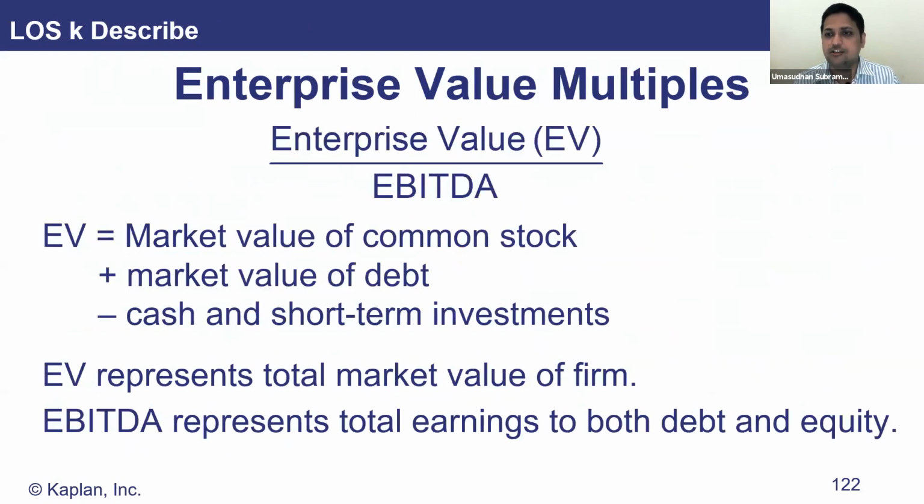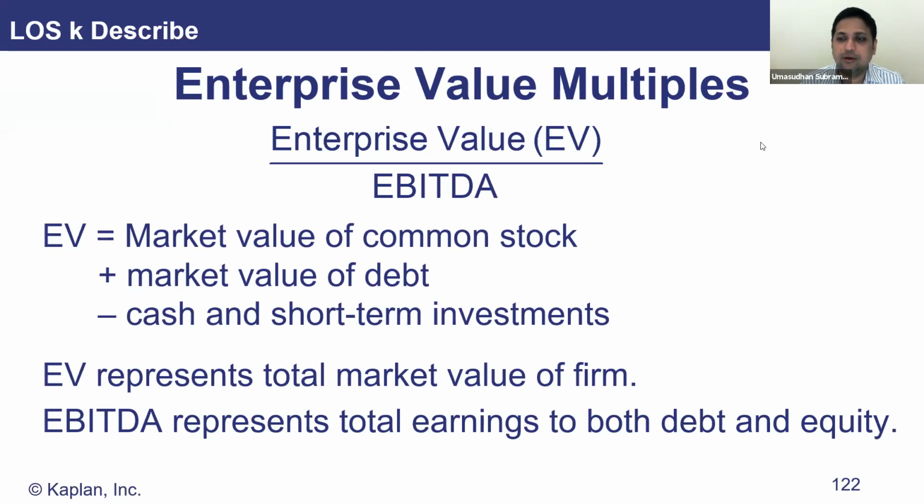Now we are moving into something very, very important and very interesting. We are going to talk about a new multiple called EV to EBITDA, right? EV stands for enterprise value. EBITDA stands for earnings before interest, tax, depreciation, and amortization, right?